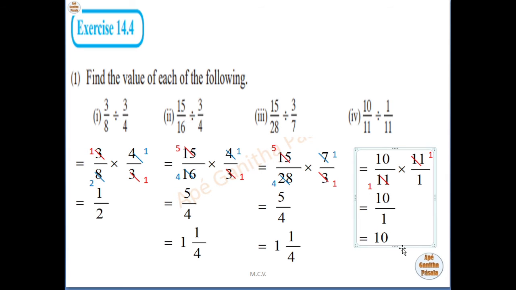11 divided by 11, 1. Then in the numerator 10 is there. 10 into 1, 10. 1 into 1, 1. 10 over 1. No need to write 1 in the denominator. Then the answer is 10.